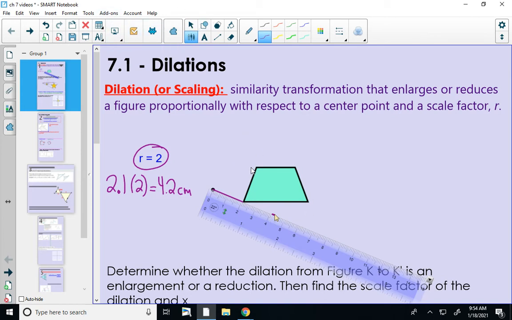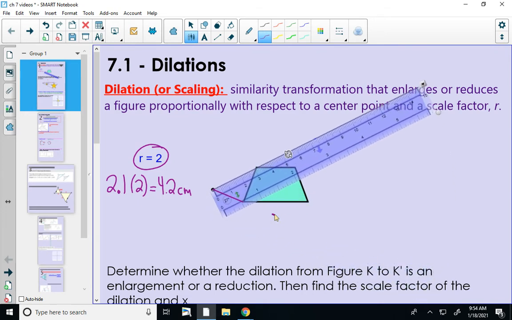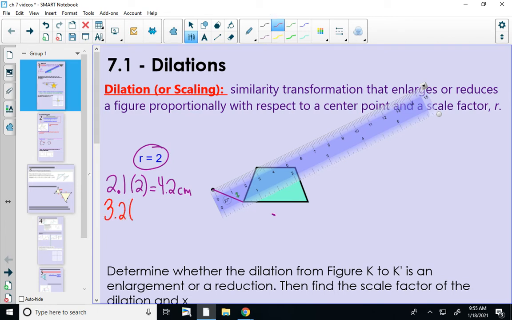So let's say I want to measure to this vertex now. I'd take my ruler, get that distance. I'm going to say that looks like a 3.2. Again, sometimes I'll draw a line in there. You don't necessarily have to. We're going to take that distance, multiply by our scale factor. 3.2 times 2 would be 6.4 centimeters. So then along that line, I'll measure out 6.4 centimeters. That would be about there. I'm going to keep going.